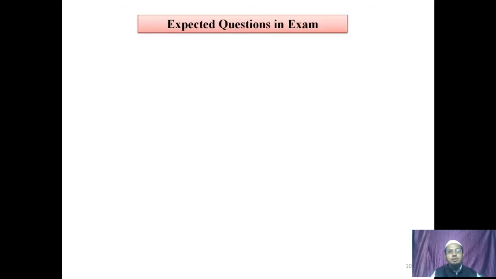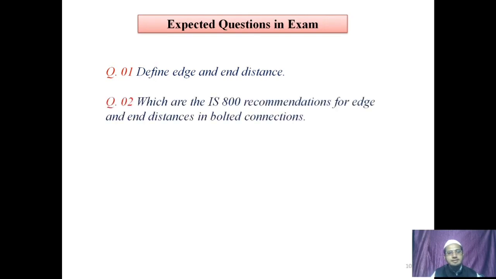Now, based on this session, it may ask some questions in examinations. So these are some of the expected questions. You may note them down. That is, define edge and end distance. Which are the IS 800 recommendations for edge and end distances in bolted connections?